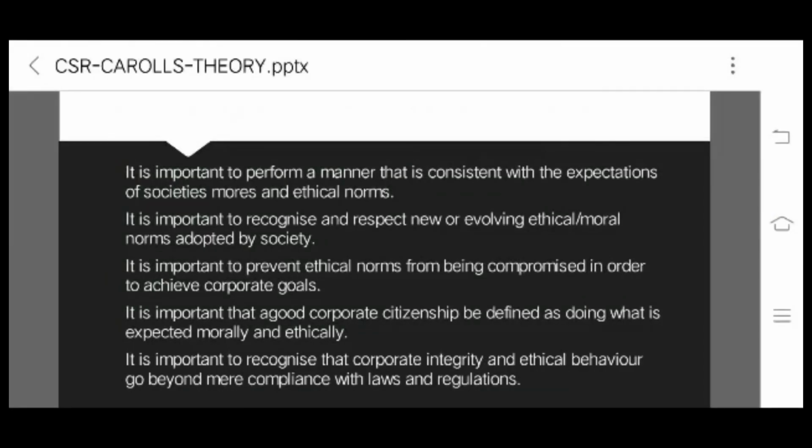So number 4, it is important that good corporate citizenship be defined as doing what is expected morally and ethically. So importante daw po sa isang corporation para maging maganda ang pamamalakad nito ay dapat sinusunod ng bawat isa ang rules and regulations o mga laws na nasa loob ng organization nila, ng corporation nila. Dapat hindi nila ito sinusuway upang maging maganda ang pamamalakad ng kanilang organization.